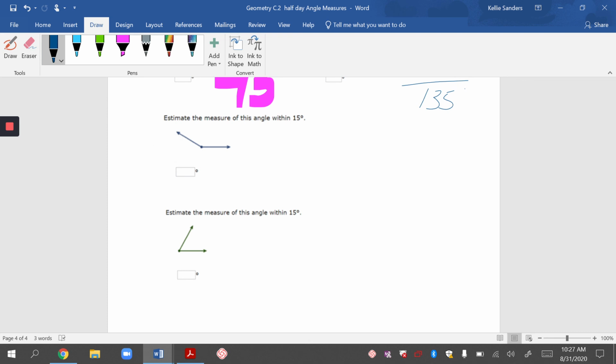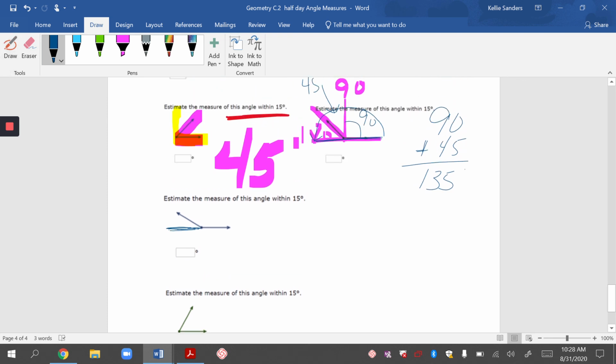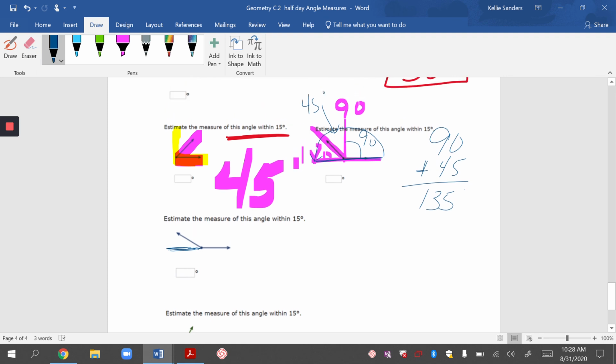This one, let's see. If we extended it, it would be right there. In my mind, these two that we just did are really close together, and since we have this window of error, I would go ahead and put 135 degrees again.